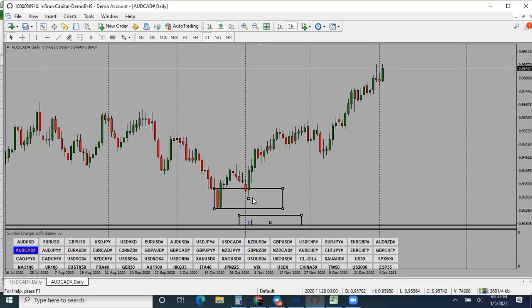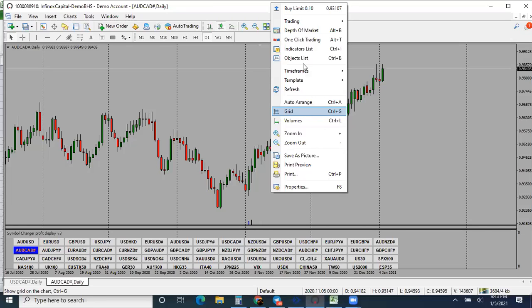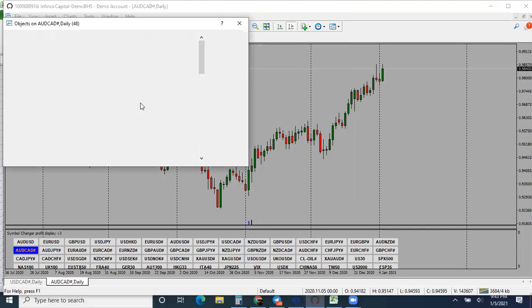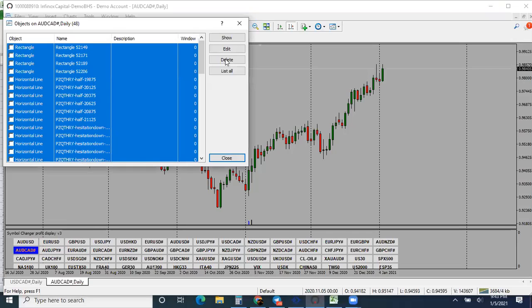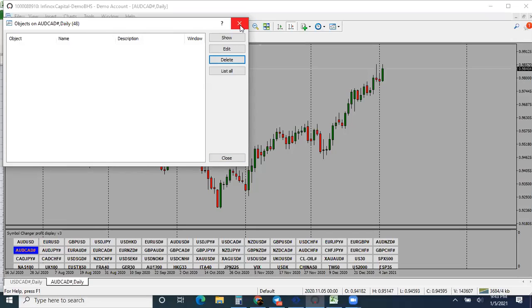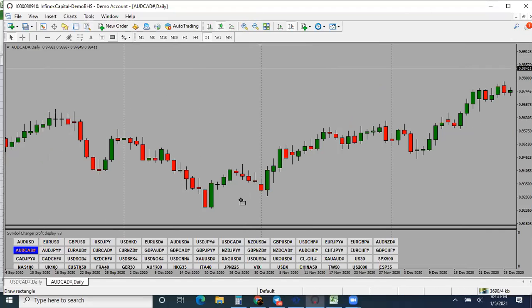So we have, sorry guys, let me just clean this up. Objects, take them all off. All right, so we have this order block. I magnify again so you can see. We have another block here.